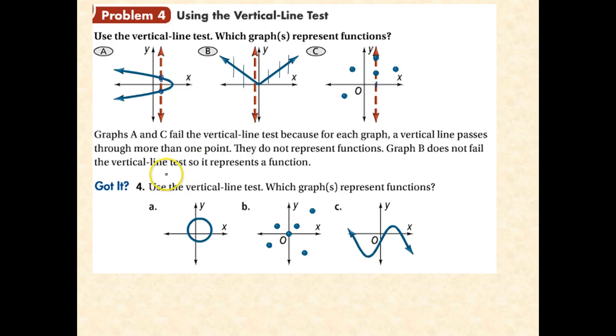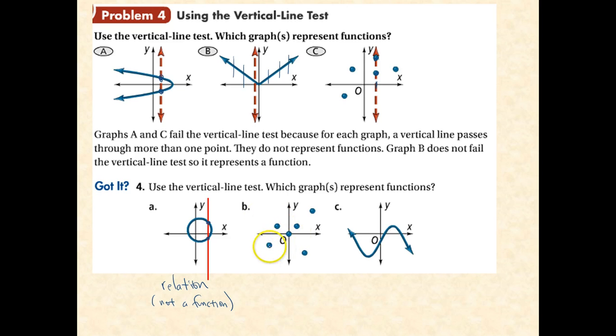Alright, why don't you pause and see if you can tell which of these is a function. Alright, A, what did you say? I hope you said it's not a function, because I can draw a vertical line that hits two places on the graph. So that means I have one input being mapped to two different outputs. Not cool.